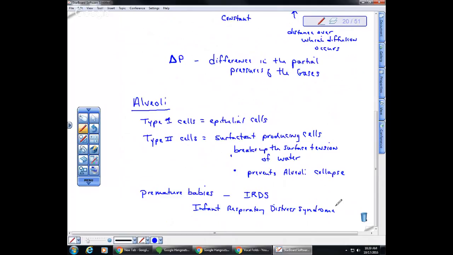So one way that they treat this is that they can give them synthetic surfactant. So let them breathe in some synthetic surfactant. And they can also put them on a respirator. And that forces air into the alveoli and causes them to expand. So they'll put them on a positive pressure respirator, right, which forces air into the lungs.